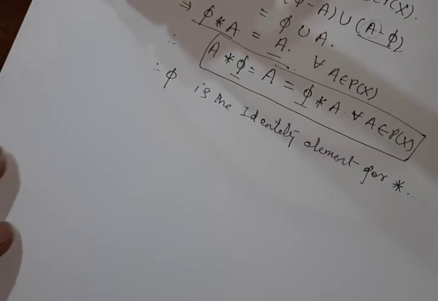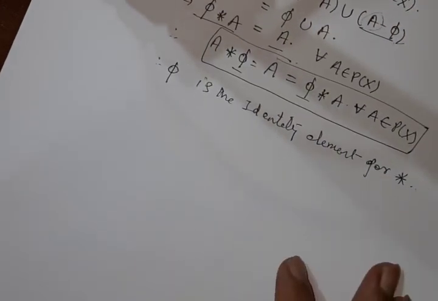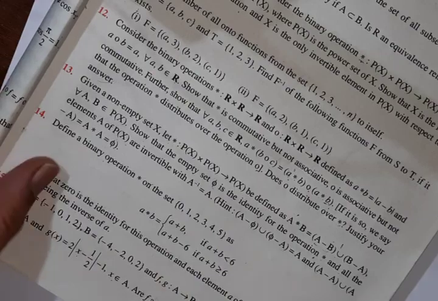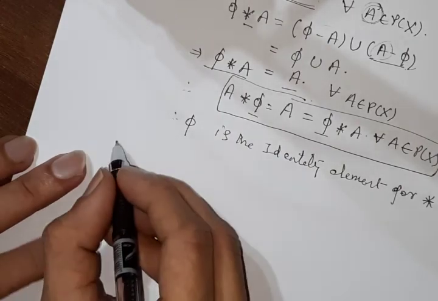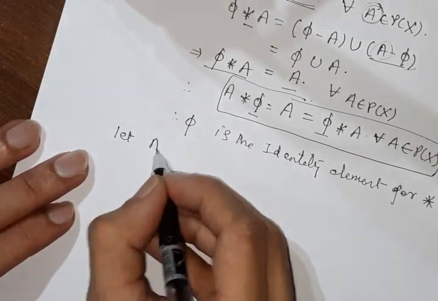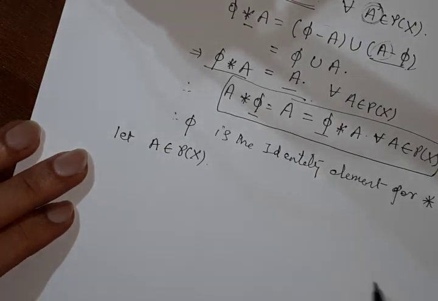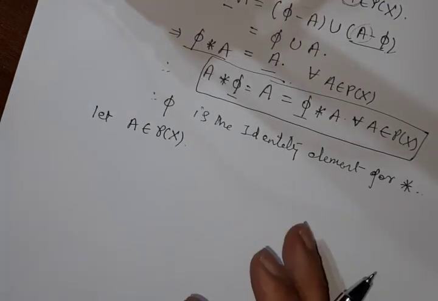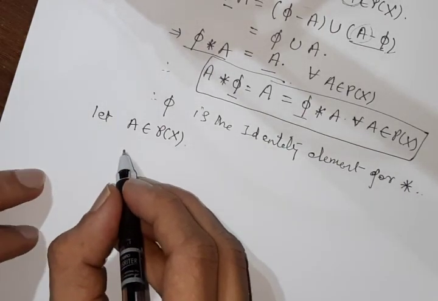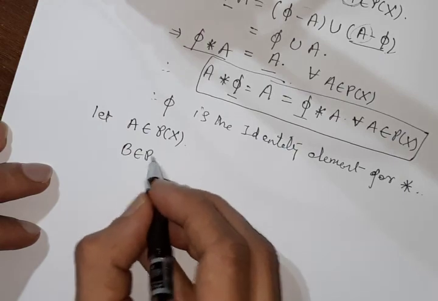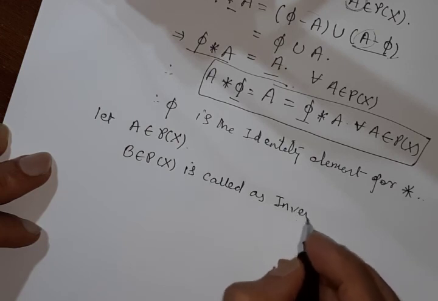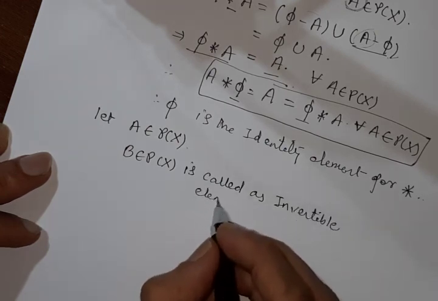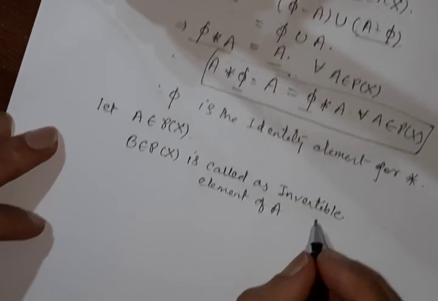Now let us go to the next part. So we have to show that each element A of the power set of X is invertible with A inverse as A. So what we have to do, we have to take one element A belonging to the power set of X. Now B, which also belongs to the power set, is called the invertible element of A, right?